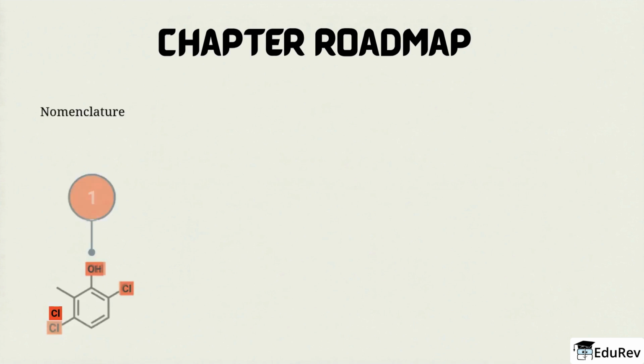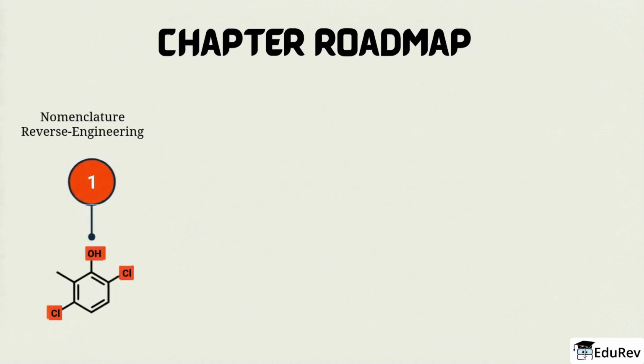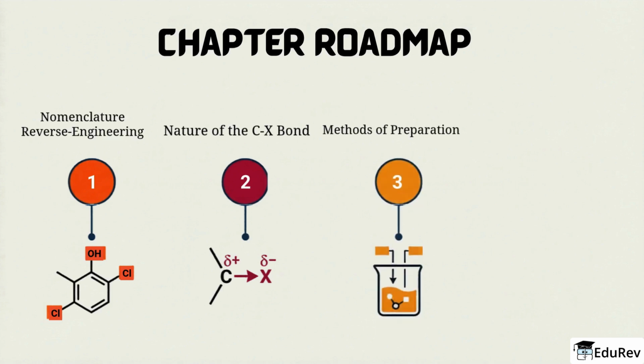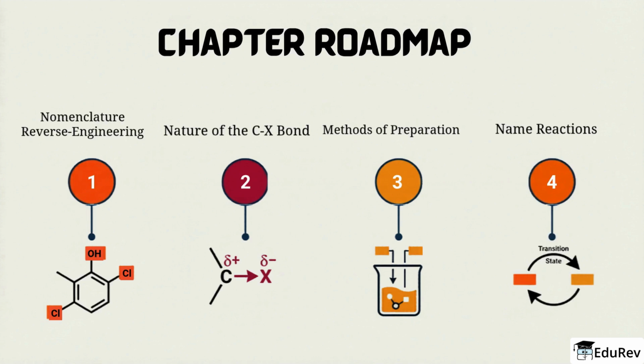Keep the roadmap very clear in your head. First comes nomenclature. If the name is wrong, everything built on top of it collapses. Then comes the nature of the C–X bond. This is where polarity and reactivity come from. After that, preparation methods. And this is where most exam questions are framed. And finally, name reactions. These are just compact applications of everything before. Think of it as a sequence, not four separate topics.